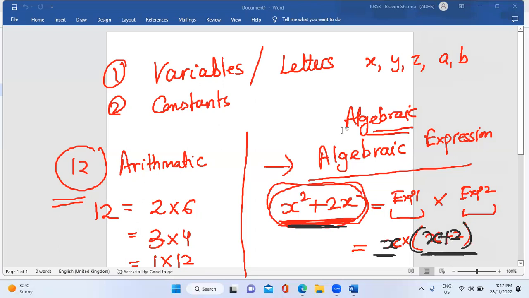How we do it, that I will explain in the upcoming lessons, but I believe for the topic factorization, what we have to do in it should be clear by this definition and by this explanation. And if there are still any doubts, you are more than welcome, you can let me know. Thank you.